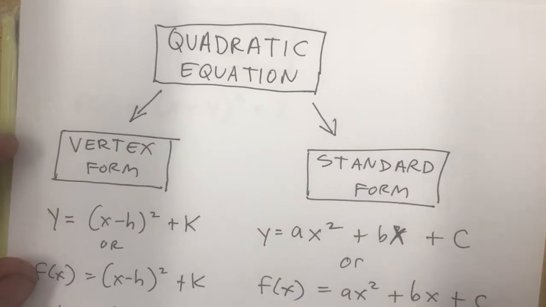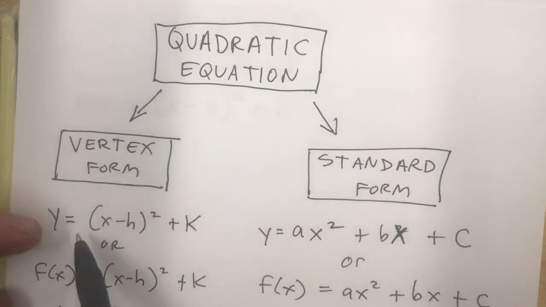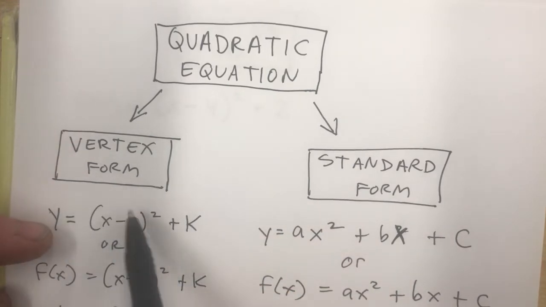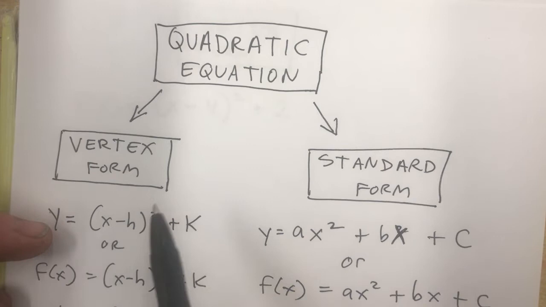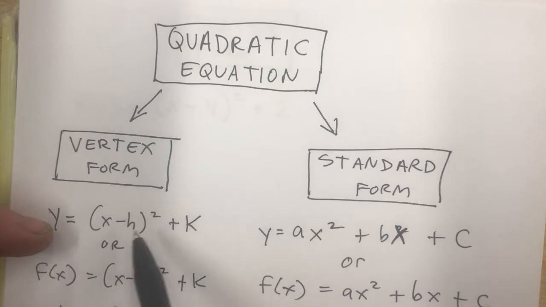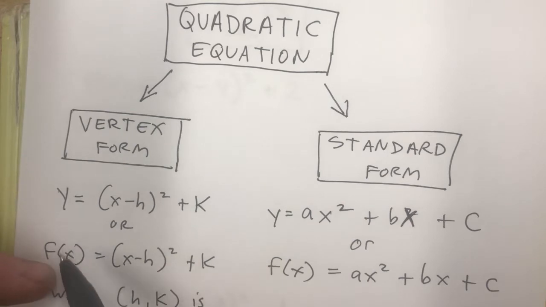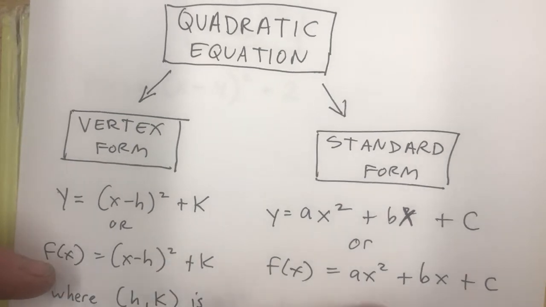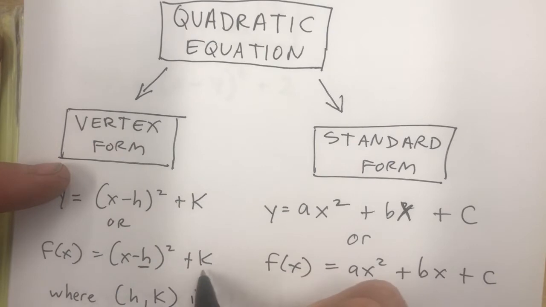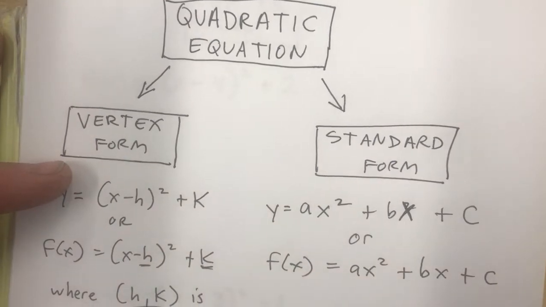Now, if it's in vertex form, it's going to look like this. Y equals, and you have in parentheses, x minus a number squared, and then plus a number. Or it could be f of x instead of y, used in function notation. But this h number and that k number, those are the numbers of the vertex.